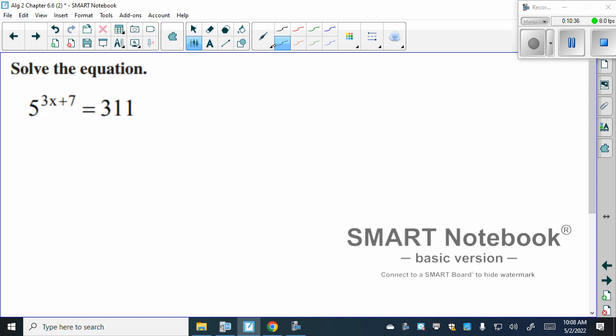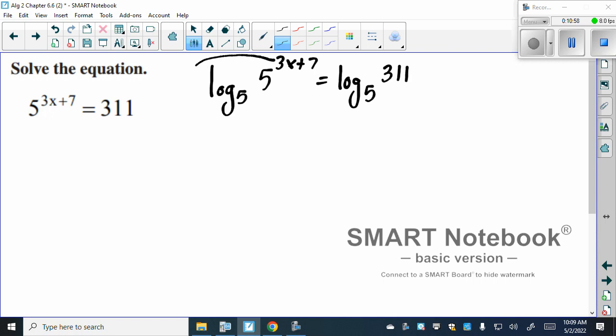Let's look at this one here. We have 5 to the 3x plus 7 equals 311. So what can we do first? Right, we can apply log base 5 to both sides. And when we apply log base 5 to both sides, the 3x plus 7 is going to come out front. That's our power property. Anytime we have something to a power inside of a log, the exponent can go out front.